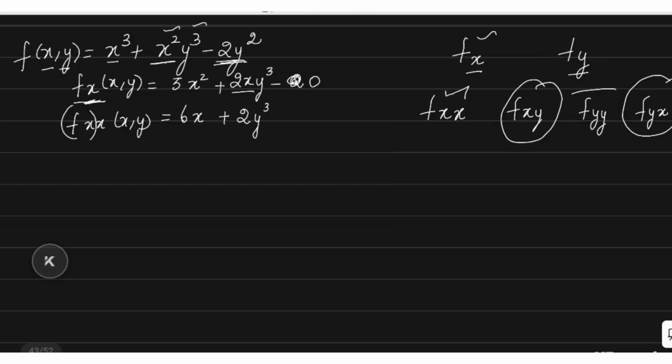I need next what is fxy. So fxy means I already have fx, and I have to differentiate again with respect to y. This is my fx. I'm going to differentiate with respect to y. The first term doesn't have a y term, so the first term will become 0. For the second term, 2x is a constant. Derivative of y cube is nothing but 3y square. So I can write it as 6x y square.